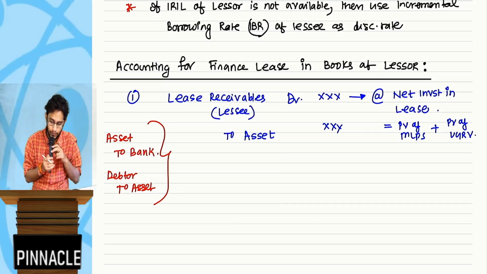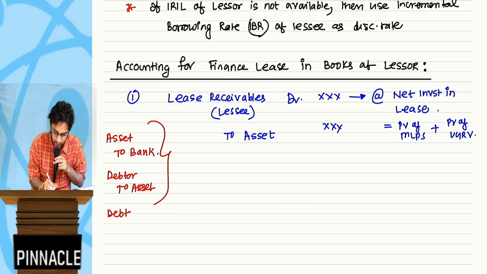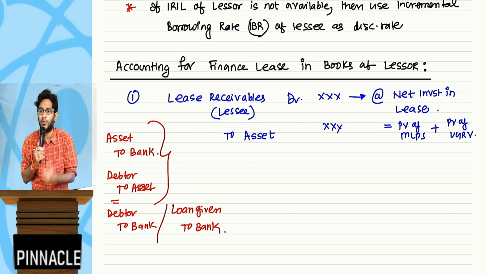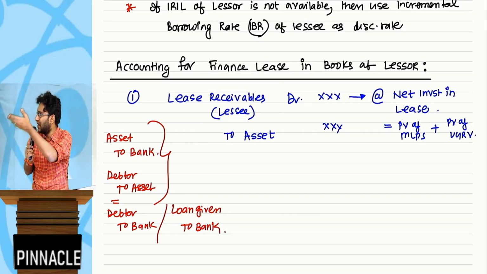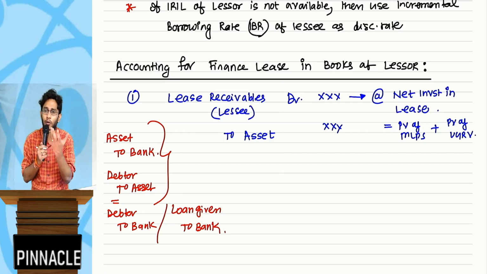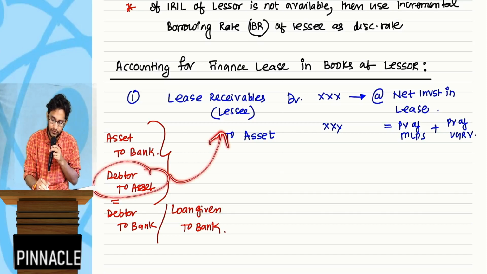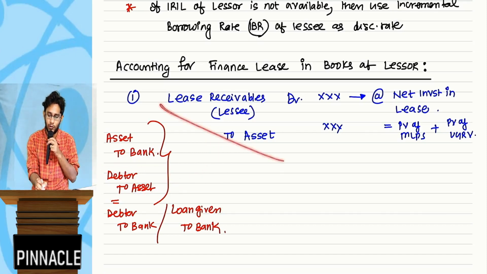Debtor to bank. Now carefully observe. Debtor to bank is nothing but loan given account debit to bank only. When you give a loan to somebody, what is the entry? Loan receivable account debit to bank. A lease receivable is nothing but a loan receivable. Why the entry is not visible is that I only wrote the second part here.